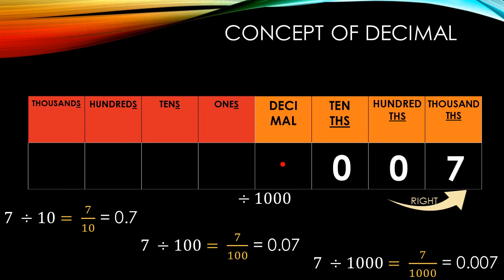So we conclude that when we multiply the whole number 7 by 10, 100 and 1000, we go to the left in the place value chart, and when we divide 7 by 10, 100 and 1000, we go to the right in the place value chart.